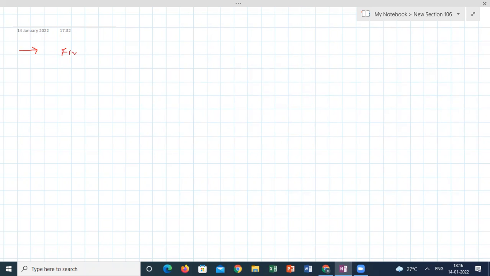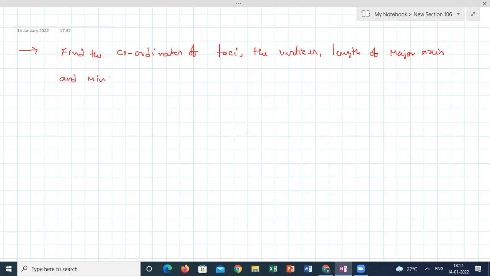So find the coordinates of foci, the vertices, the length of major axis and minor axis, eccentricity, and the length of the latus rectum.